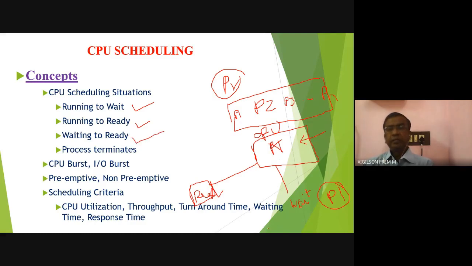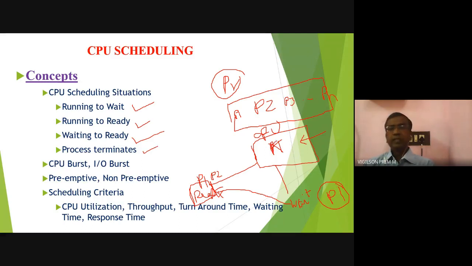Waiting to ready. From the waiting state, process P1 has completed its input-output requirement or the interrupt is handled successfully. Now it is coming from waiting to ready state. Process P1 and P2 are in ready state. Now also it requires scheduling. P1 has to be scheduled, P2 has to be scheduled, because both are not yet completed. Still, they require the CPU to complete.